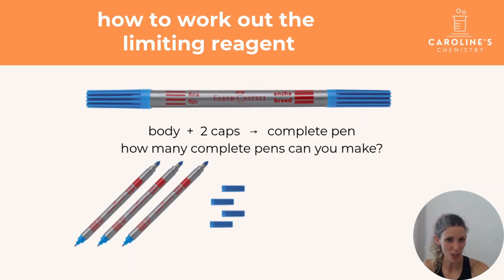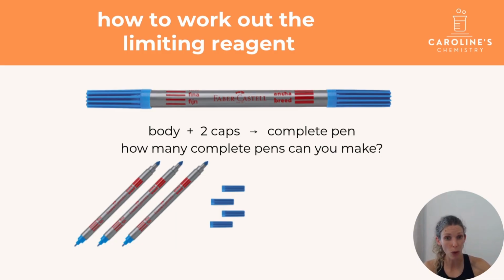Now let's look at a different ratio. So in this example, for a complete pen, we need 1 body but 2 pen lids. So that's the same as a 1-to-2 ratio. 1 body, 2 pen lids makes a complete pen. Looking at this example, we have 3 pen bodies, but only 4 caps. So how many complete pens can we make? Well, we can use 2 of them on one body, another 2 of the lids on the other body. That means I can make 2 complete pens, but I have 1 body left over.